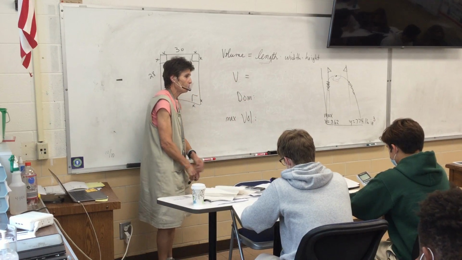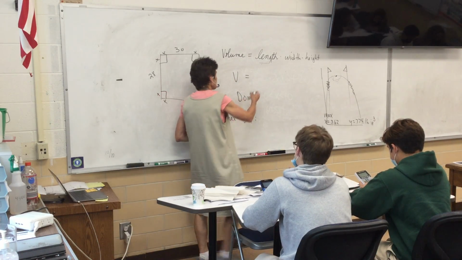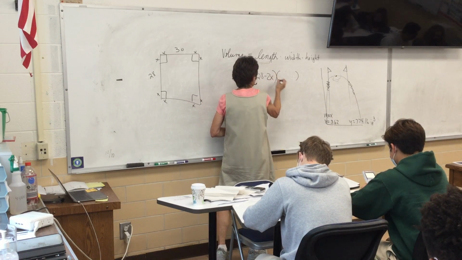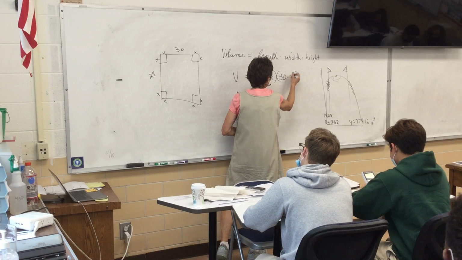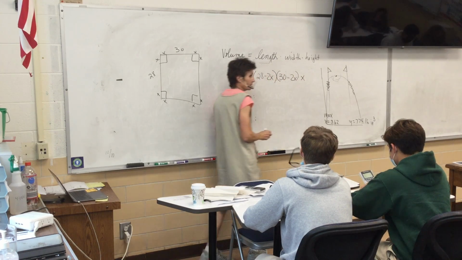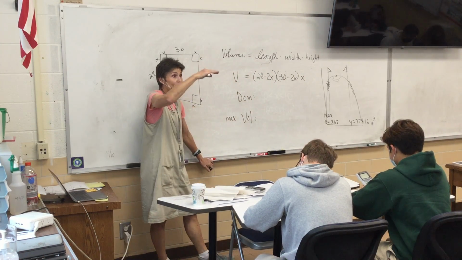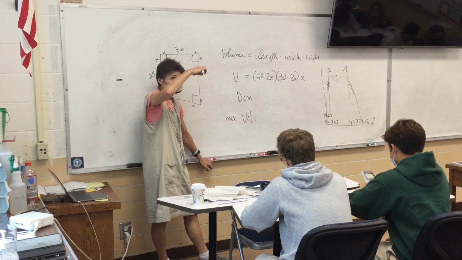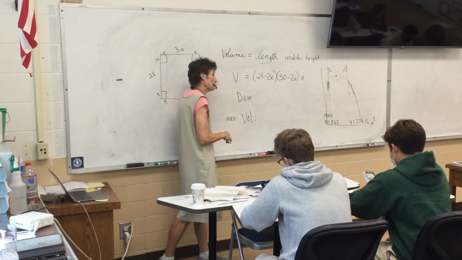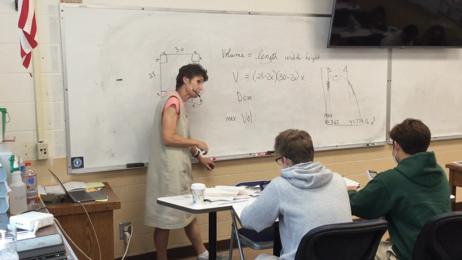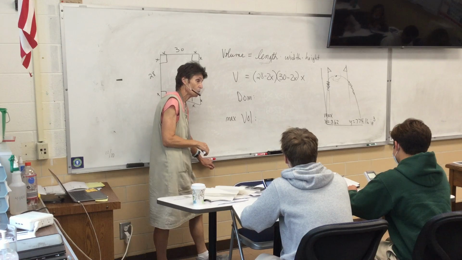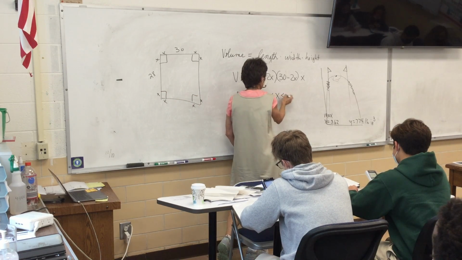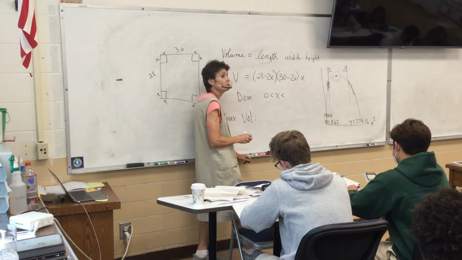Just to make sure we're all pointing in the right direction, what equation are you typing in? 28 minus 2x, 30 minus 2x, with x. Perfect. So stop and look. Is everybody putting in that equation? Yeah. That's the equation. Now, when you set up your window, which I hope you did, because that's kind of the secret to the whole thing, what domain did you use? X was between 0 and 14.